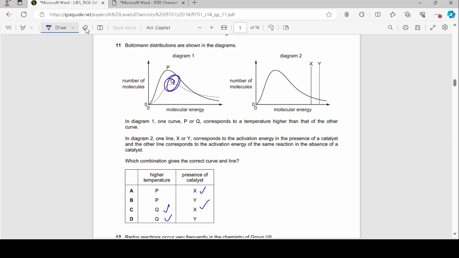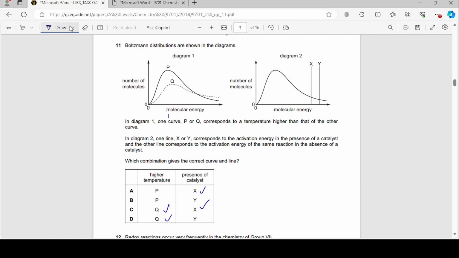So Q has to represent the higher temperature, because basically what happens is that more of your molecules are at a higher molecular energy at a higher temperature. So basically it shifts right. That means there are more molecules that have a higher molecular energy because your peak has shifted to the right. Before, at P, my peak was more to the left. So most of my molecules were at a lower molecular energy, but now when my temperature increases, more of my molecules are at a higher molecular energy, right?